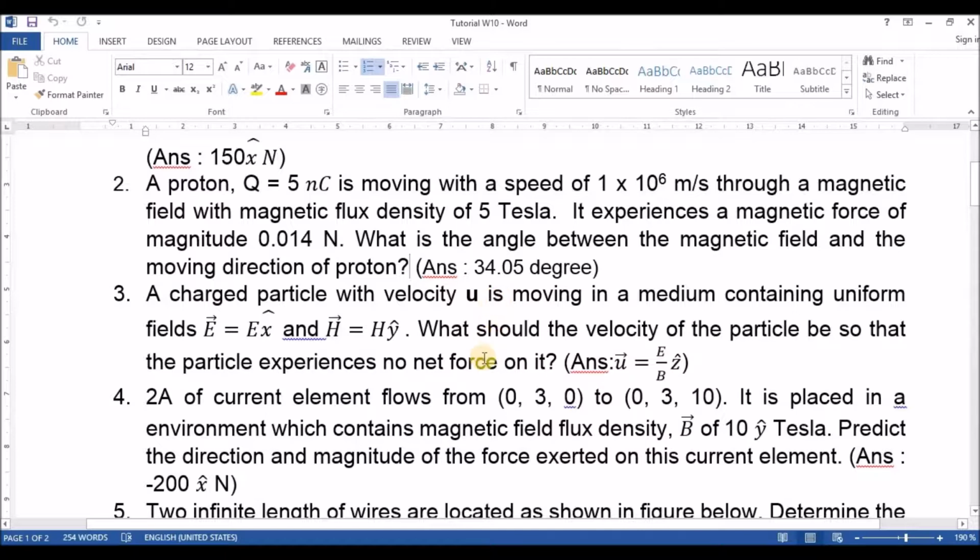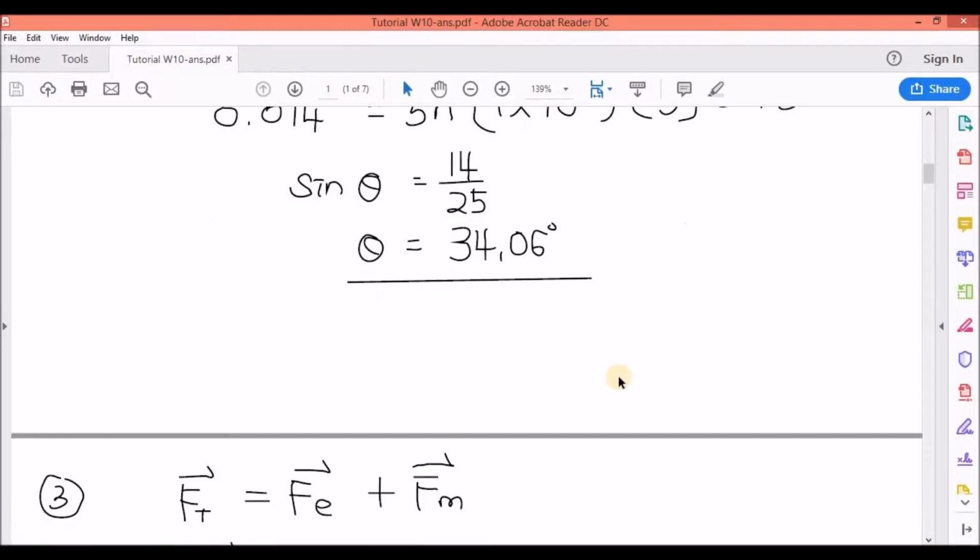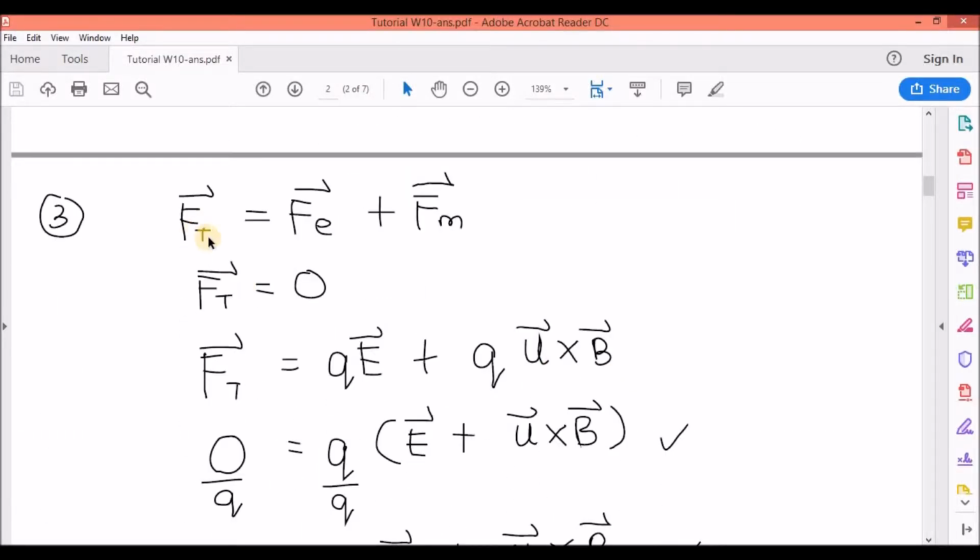So look at this case. You have two fields. One is the electric field, the other is the magnetic field. So the total force will be the force from the electric field and the force from the magnetic field, and it should be 0 because there is no net force. Let's look at the relationship here. The total force is the summation of the force due to the electric field and the magnetic field, and it should be 0.